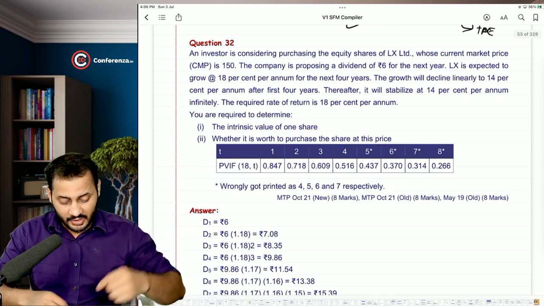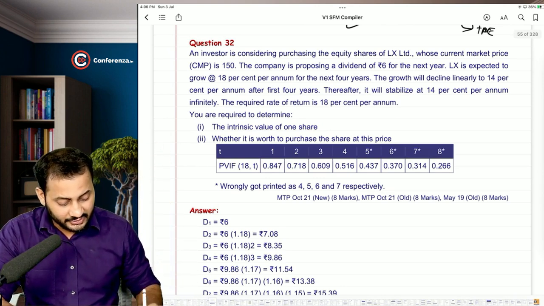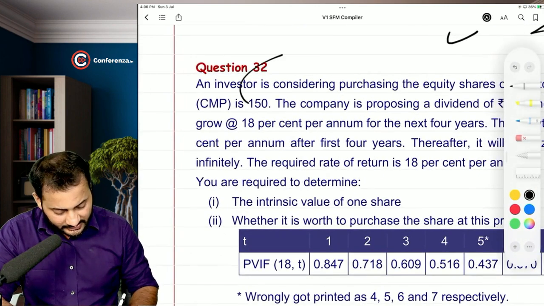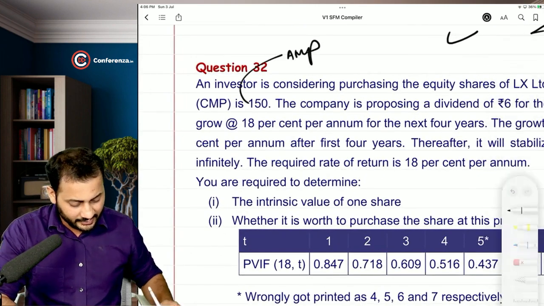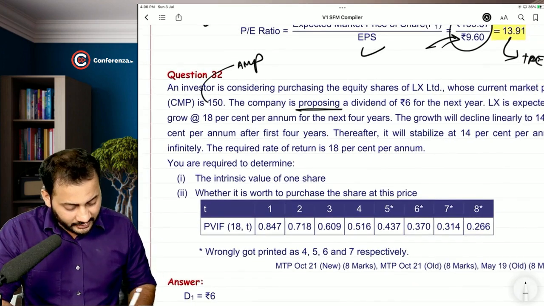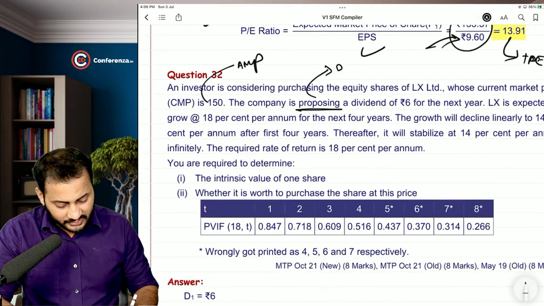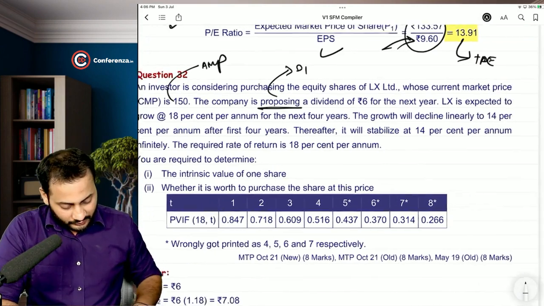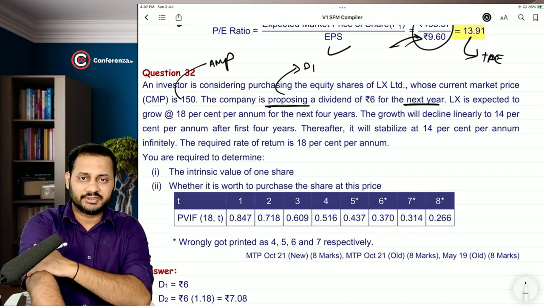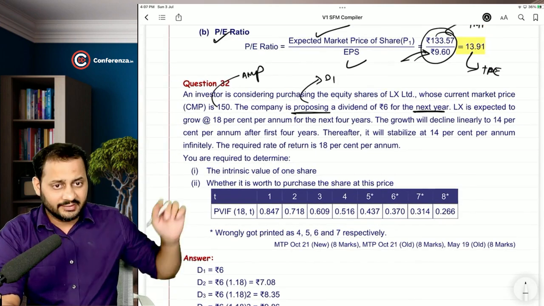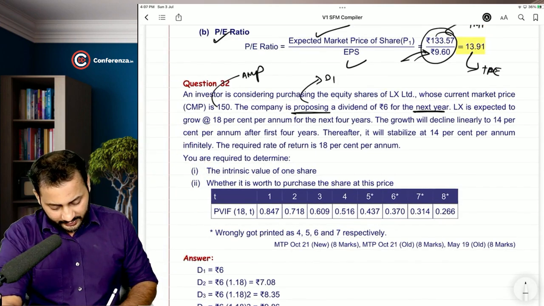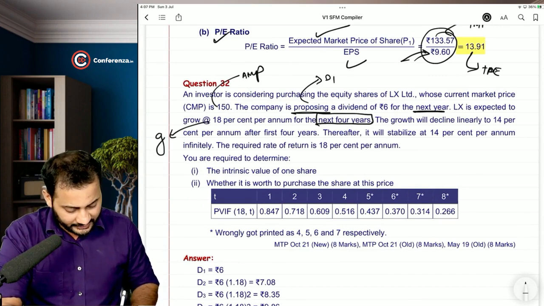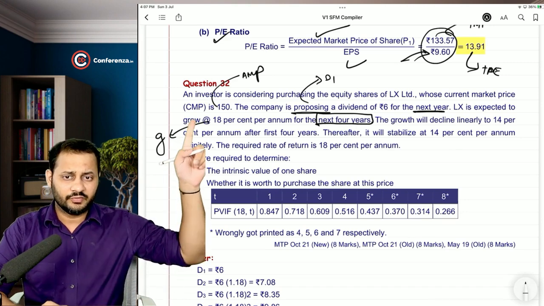An investor is considering purchasing the equity share whose current market price... What do you mean by current market price? We can say it is the actual market price. Am I right? The company is proposing, underline the word proposing, just mark it as D1. Proposing means it's about the future, for the next year. So D1 is 6. And this company is expected to grow at a rate of 18%, mark it as g, for the next 4 years. For the next 4 years, the growth will be 18%.